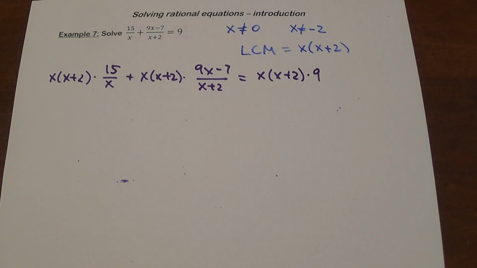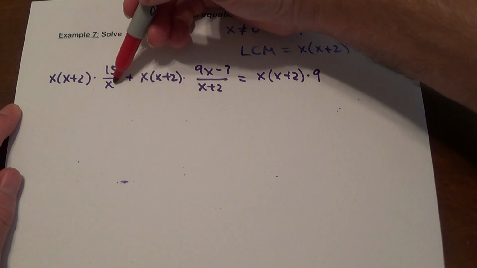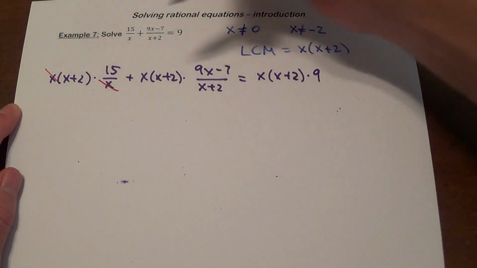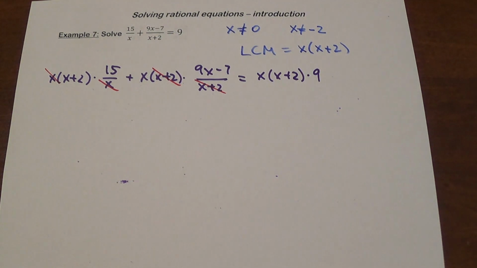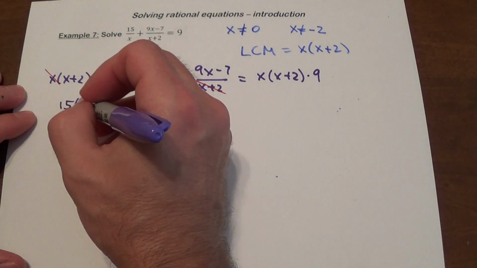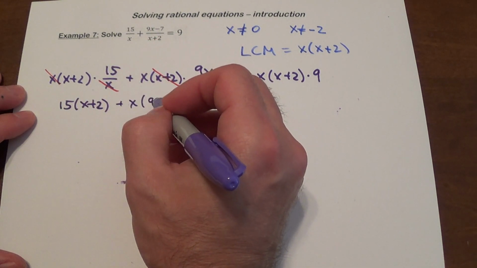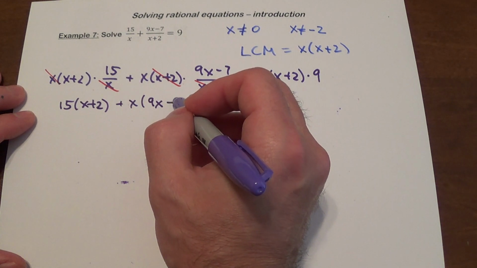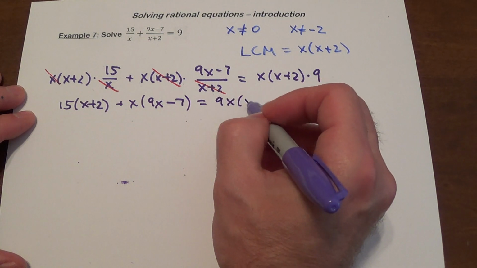Here's what we're going to do next. We are going to cross out things that will cancel. So x on the bottom, x here will cancel. x plus 2 and x plus 2 here will cancel. And that's going to leave you with something that's going to look a whole lot nicer. So what do we have now? We have 15 times x plus 2. Here we're just going to have x times 9x minus 7. Here we're going to have 9x times x plus 2.